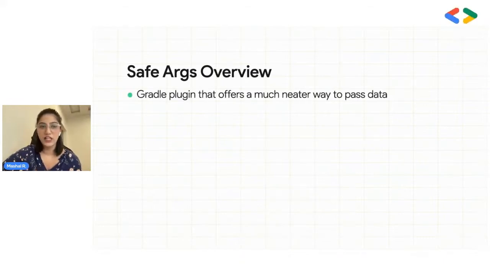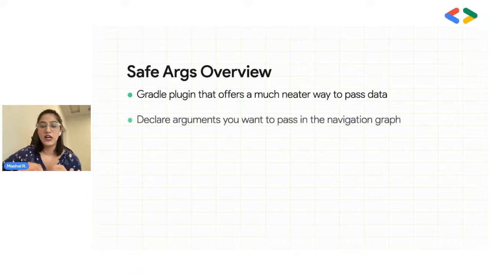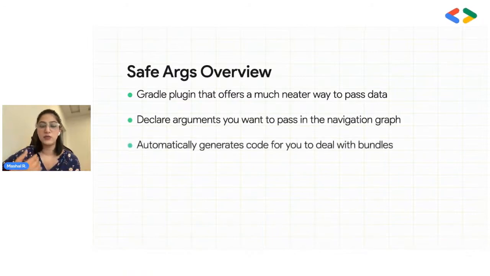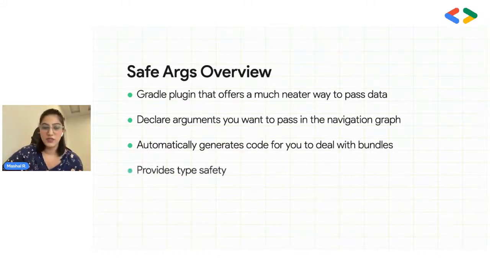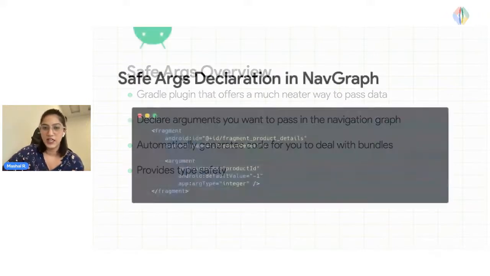It is a Gradle plugin that offers a neater way to pass data from one fragment to another, and it automatically generates the code for us to deal with bundles. So we don't have to write the tedious code for bundles that we used to previously, because Safe Args does this for us. It also provides us with type safety, which means that the destination fragment knows what sort of data type to expect. For instance, if you have declared a Boolean data type and you try to pass a string in the argument, the compiler would throw you an error.